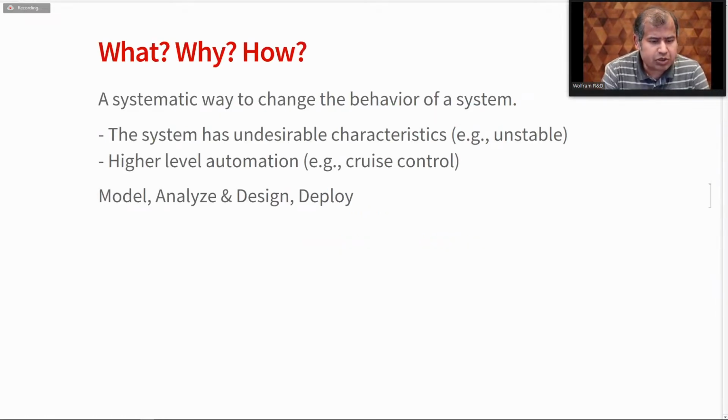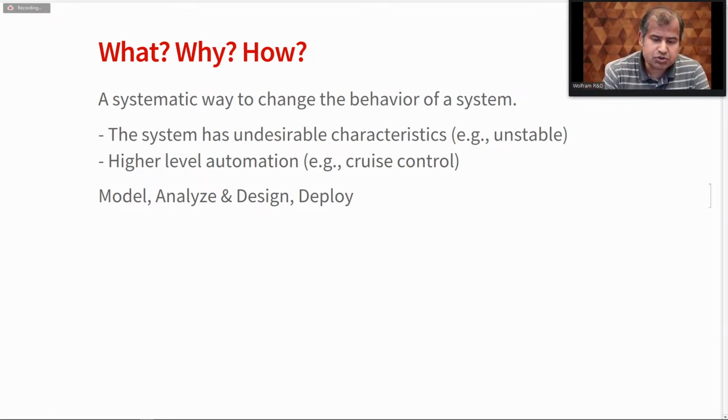Let me start by going over what a control system is, why we need one, and how to obtain a controller. You can think of control systems as a systematic way to change the behavior of a system. So why would we need to change the behavior of a system? The system could have undesirable characteristics. For example, it could be unstable, or the response could be sluggish, or it could be oscillatory, things like that.